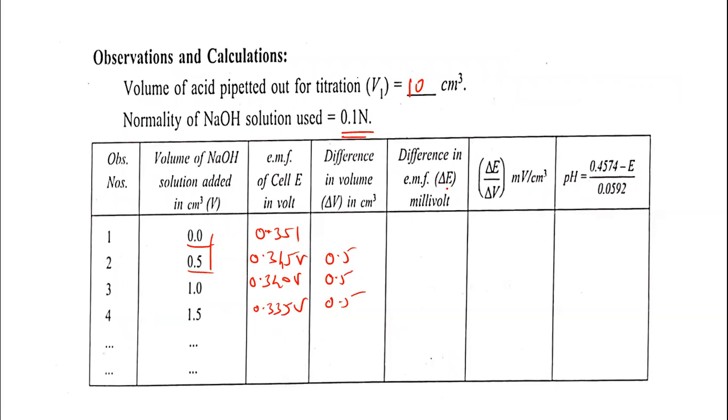Difference in the EMF, delta E. Take the difference between these two. So 0.351 minus 0.345, suppose that is equal to 0.006.